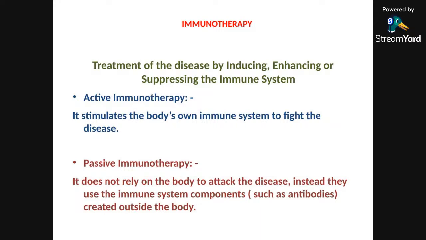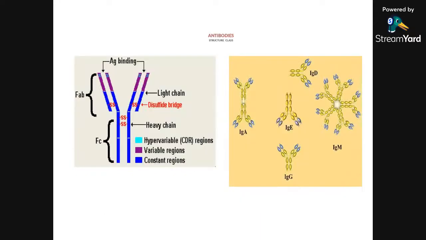It stimulates the body's own immune system to fight the organism. That is passive, meaning it does not rely on the body, but attacks the diseases instead with immune system components such as antibodies or interleukins, chemicals produced by the B cells and sometimes created outside of the body, that will be giving immunity to the human body.